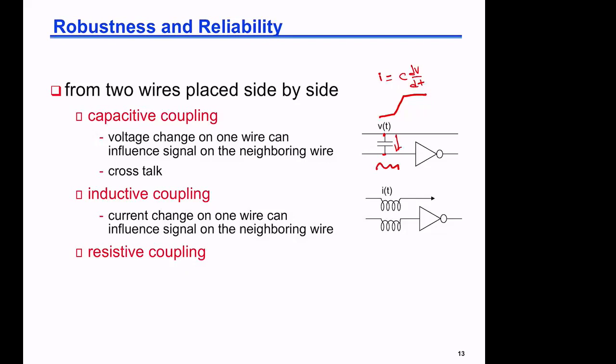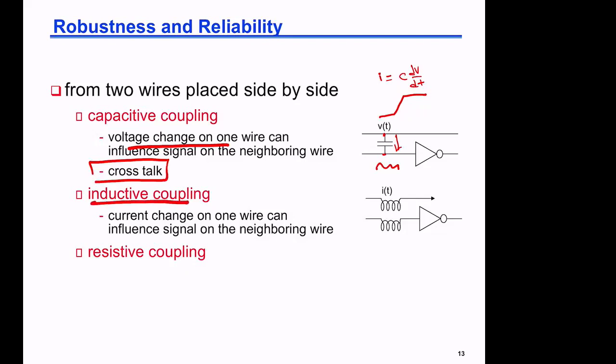Similarly, the voltage change on one wire can influence the signal on the neighboring wire. This is a big field of study and we call it crosstalk. When we talk on the phone, in the old days, if you ask your grandparents, they would say, oh, I can hear somebody else talking. This is why they call it crosstalk, because the signals couple.